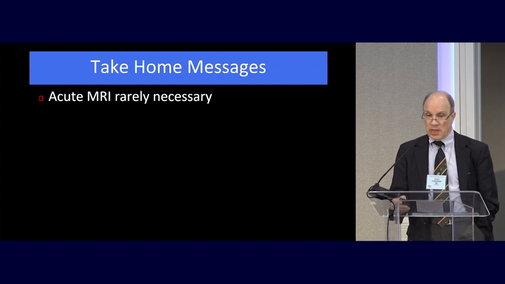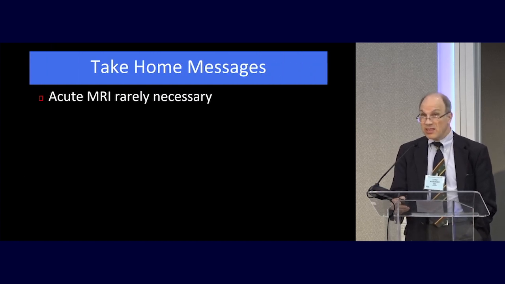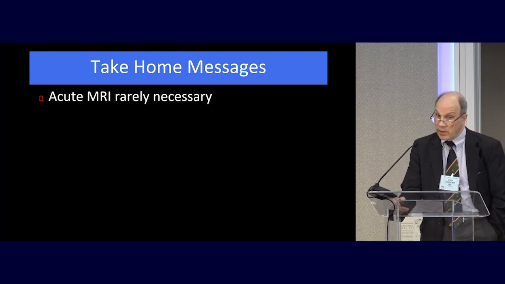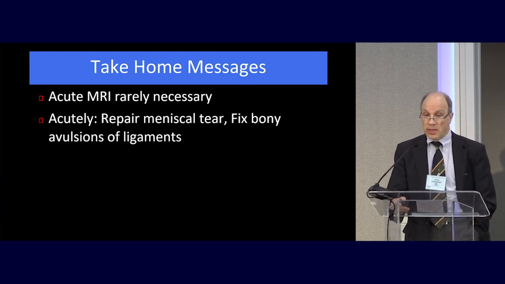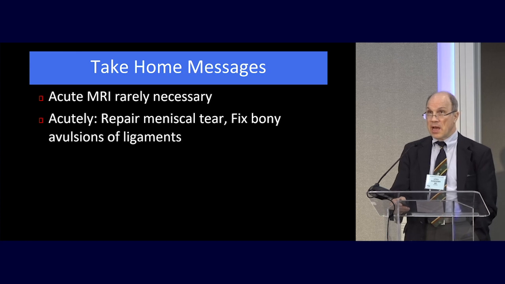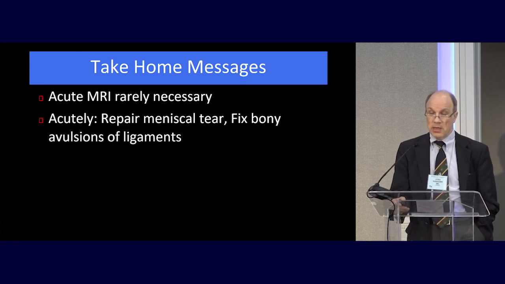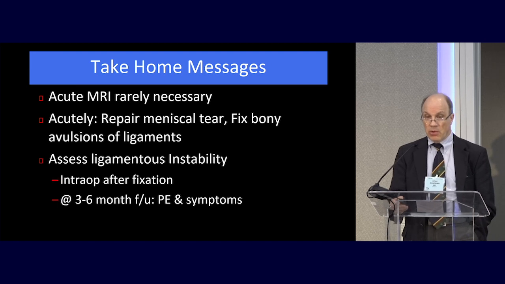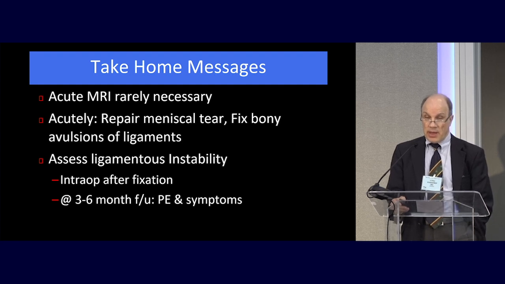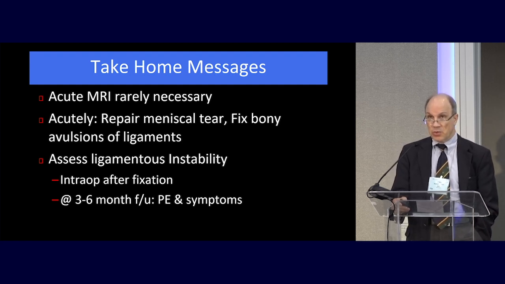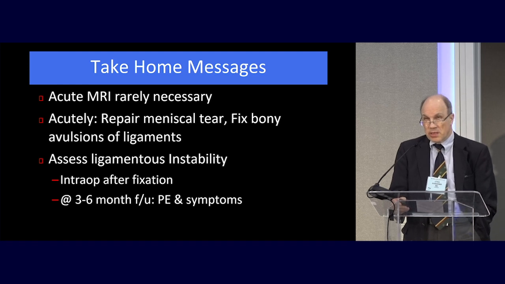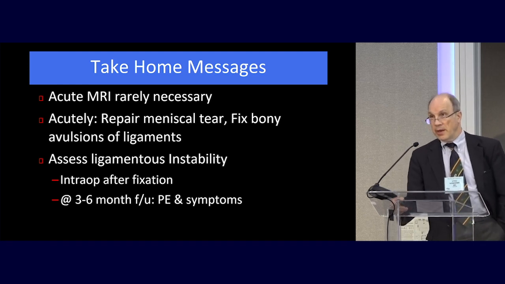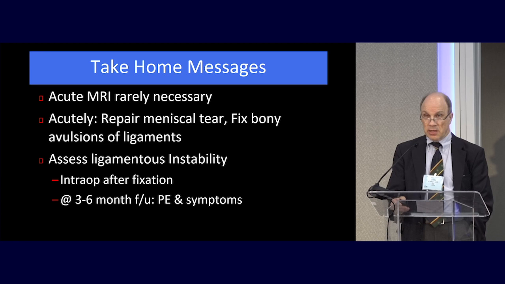Take-home messages. Acute MRI is probably rarely necessary. I don't think it's necessary, and we are not doing it in our group either. Acutely, I think you've got to repair lateral meniscus tears, because it's part of the exposure anyway, and fix big bony avulsions of the collateral ligaments. Assess the ligamentous instability after you fix the bone intraoperatively, and you can reassess them at 3 to 6 months once they are recovering, because by 3 months they are starting to put weight on it, and if they are going to return to sports and they are symptomatic.